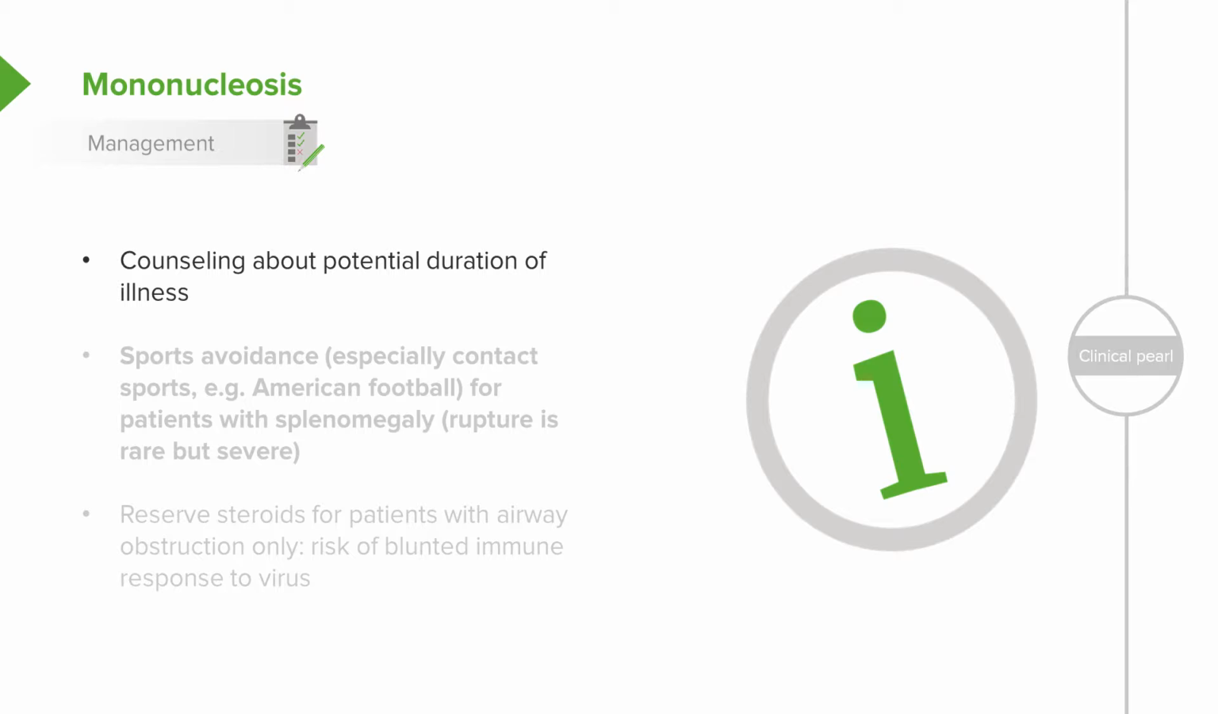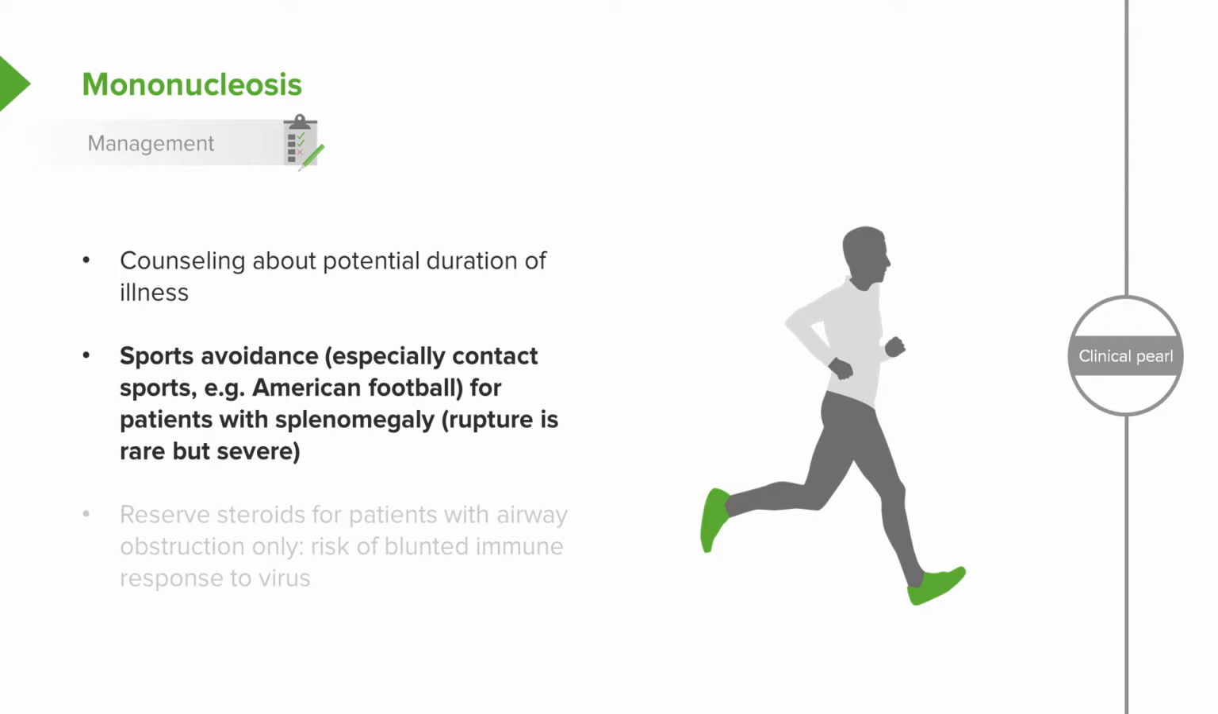Generally, for the management of mononucleosis, it's important to counsel families about the potential duration of illness. Mononucleosis can go for weeks, and so we need to let people know that that's something they can expect. Avoidance of sports is important in patients with a large spleen, especially contact sports. This is because, with a direct hit to the spleen, they may incur, rarely, internal bleeding and splenic rupture.